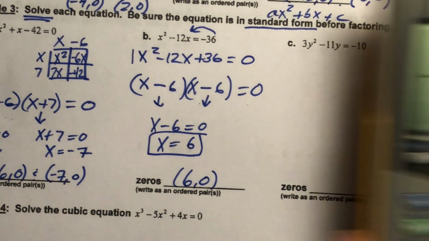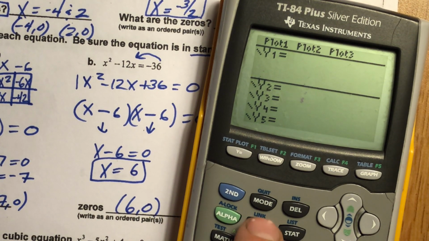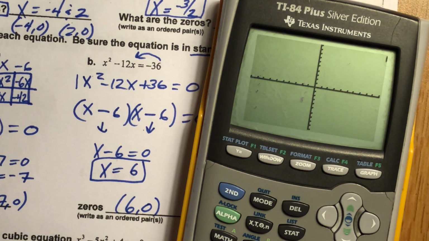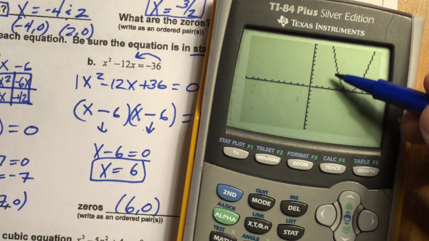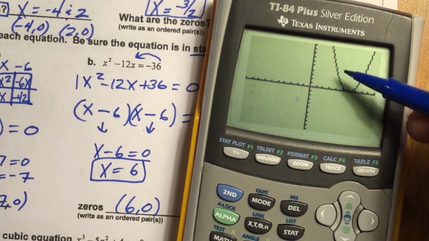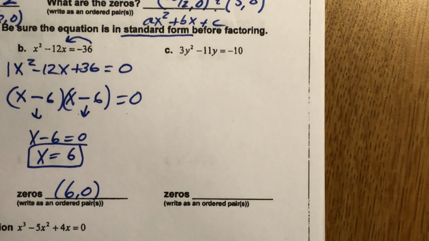All right, let me show you something interesting about this one. How many answers or how many zeros did I have? I only had 1, right? So x squared minus 12x plus 36. Look at this one. This one only crosses the x-axis in one place, at 6. Okay, notice that. So there you go.